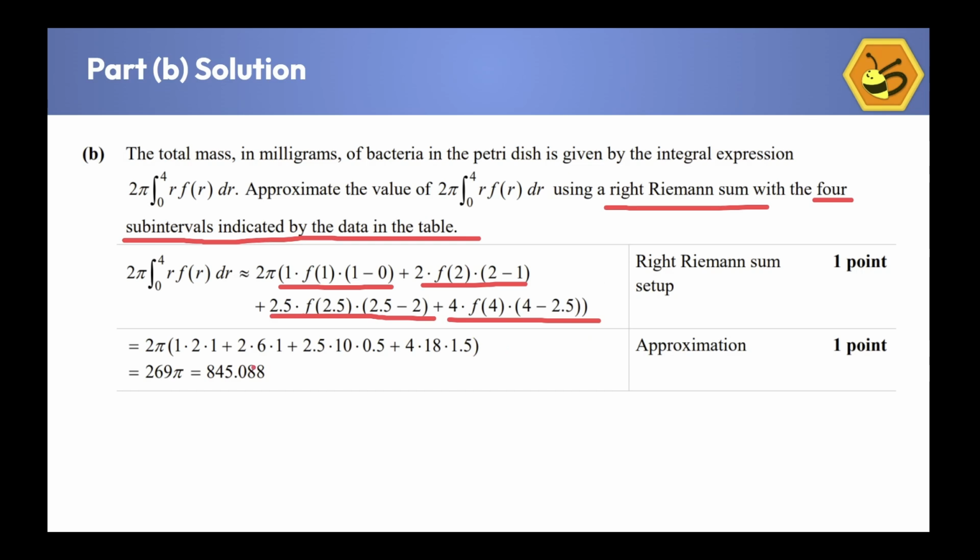And finally, we need an approximation. So I need to actually find the values of f(1), f(2), f(2.5), f(4), and substitute them into the equation. And then I can get an approximation rounded to 3 decimal places. So the setup is 1 point, and the final approximation is 1 point for part B.